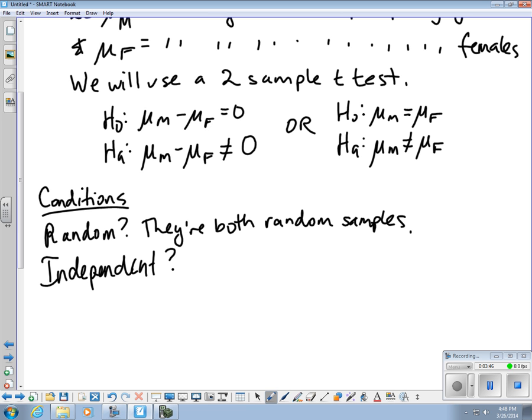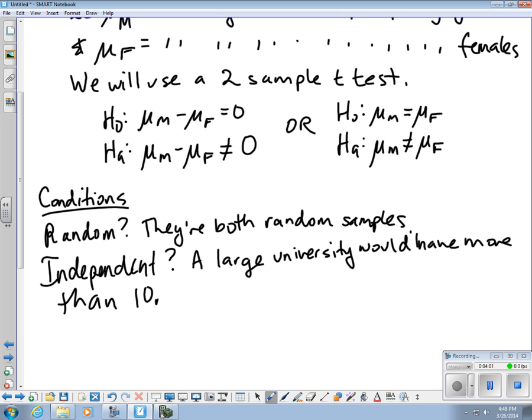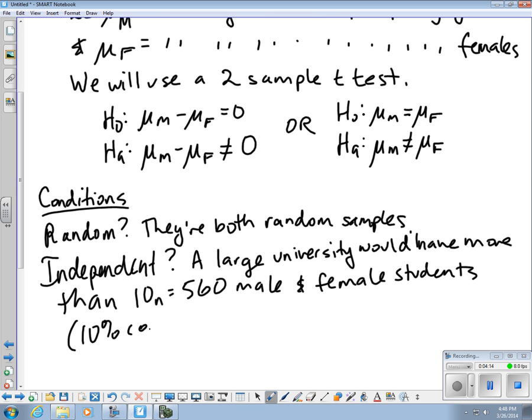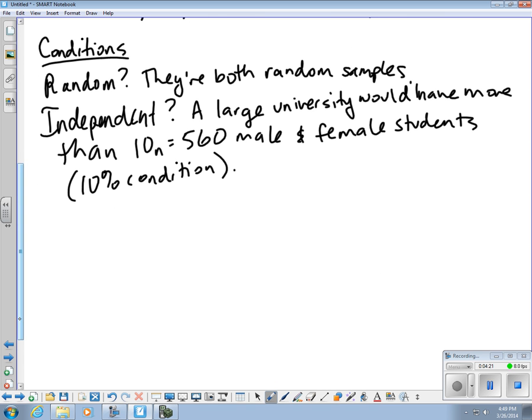So a large university would have more than 10 n equals 560 male and female students. So the 10% condition is met. And then finally, normal.